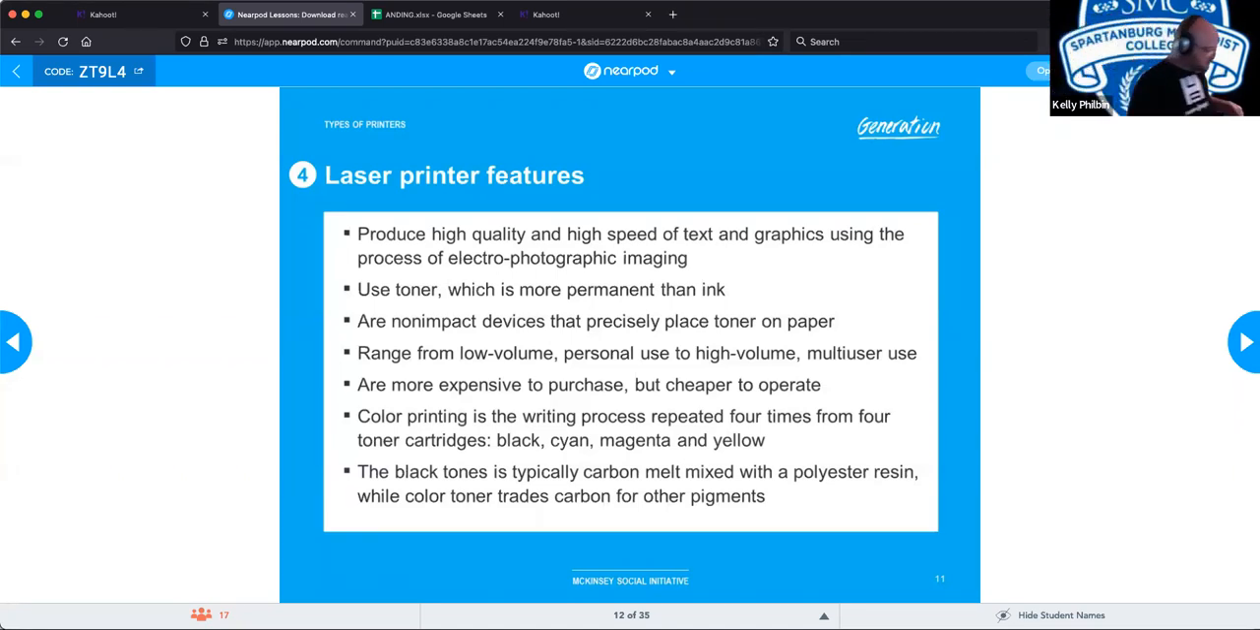Laser is still expensive, though. Yes, I agree, Jerusalem. Tech, yes, cartridges can be recycled technically, but there is a cost to that. So we will get into that with regards to the inkjets.